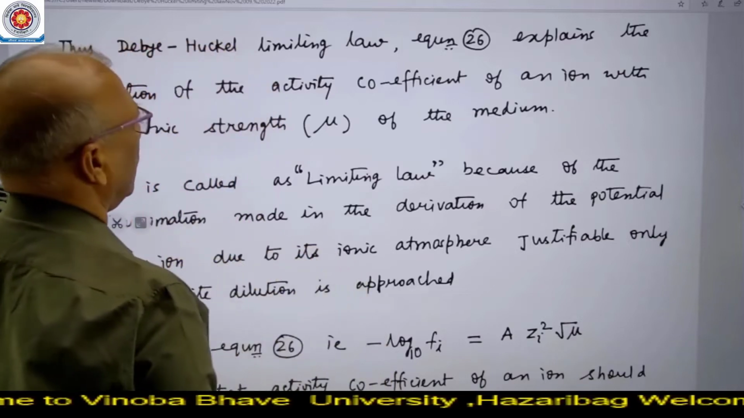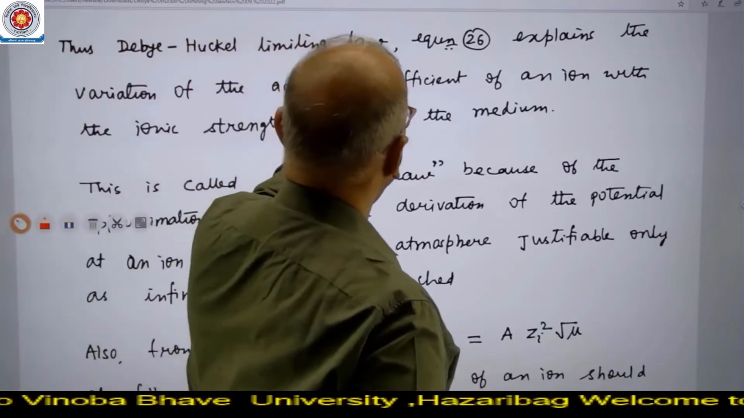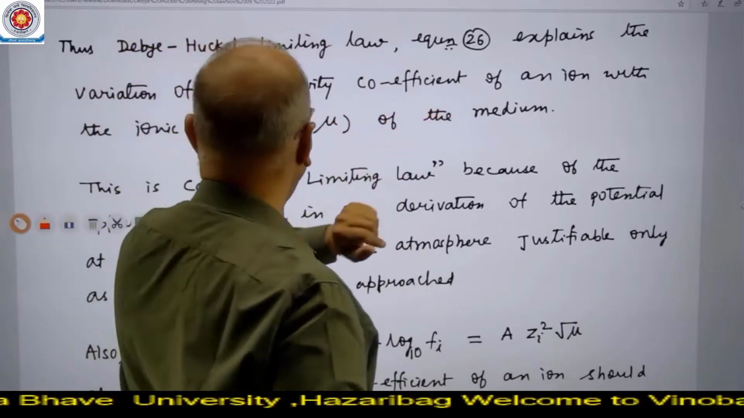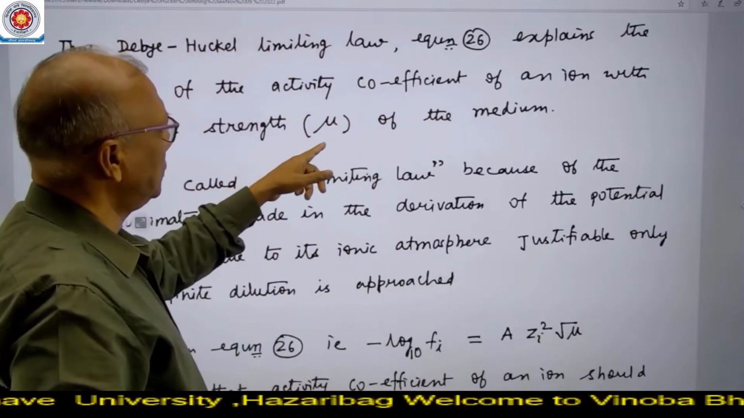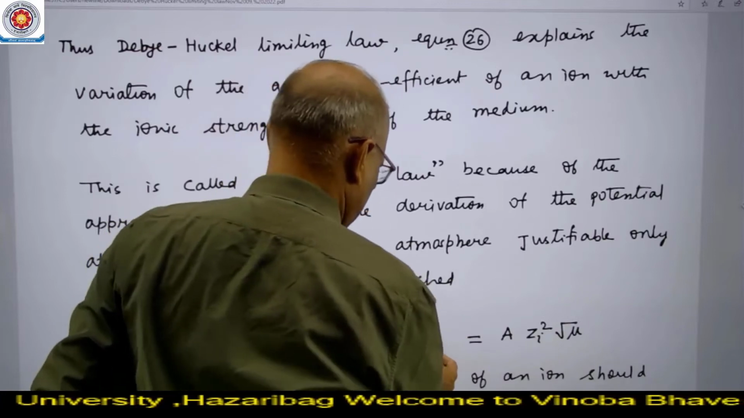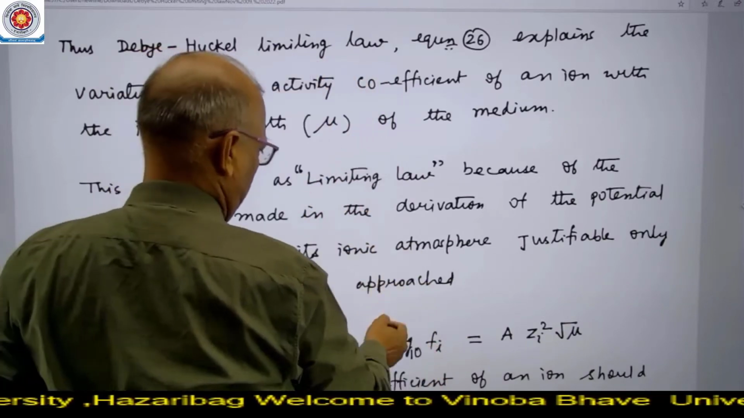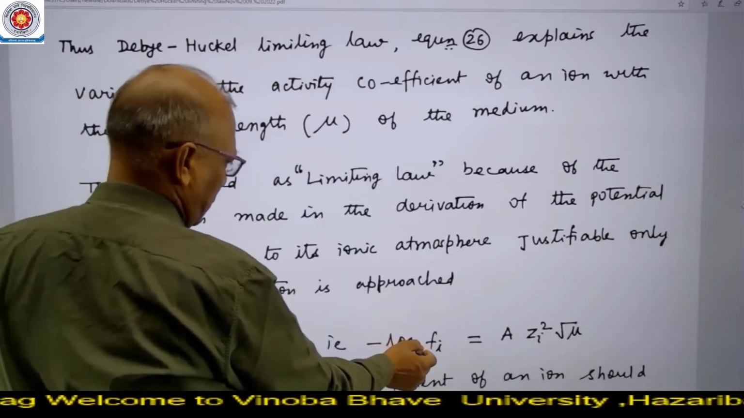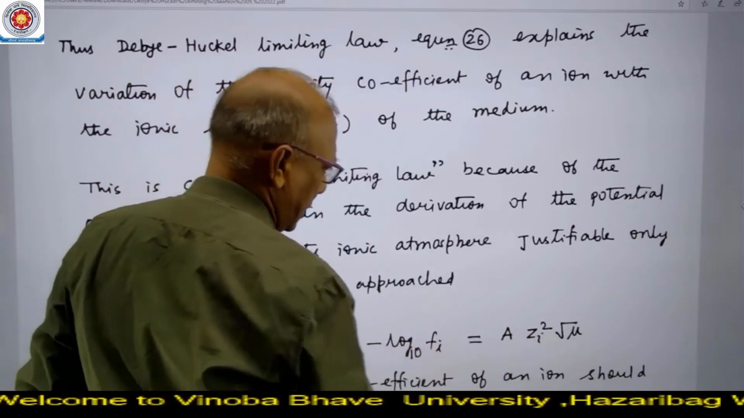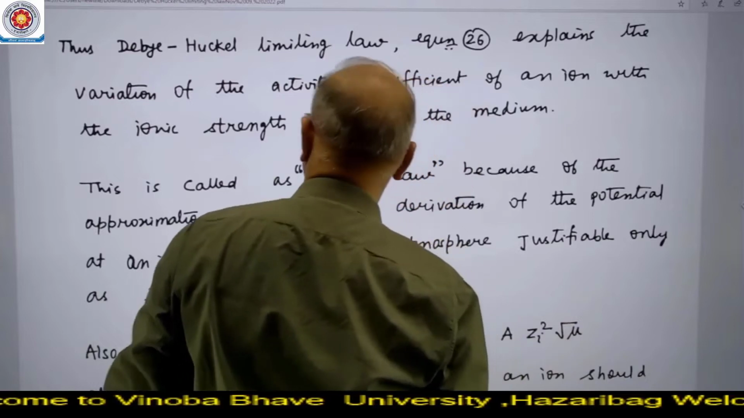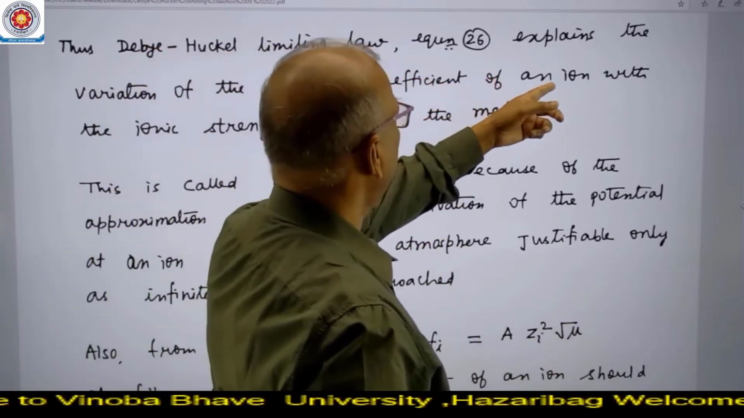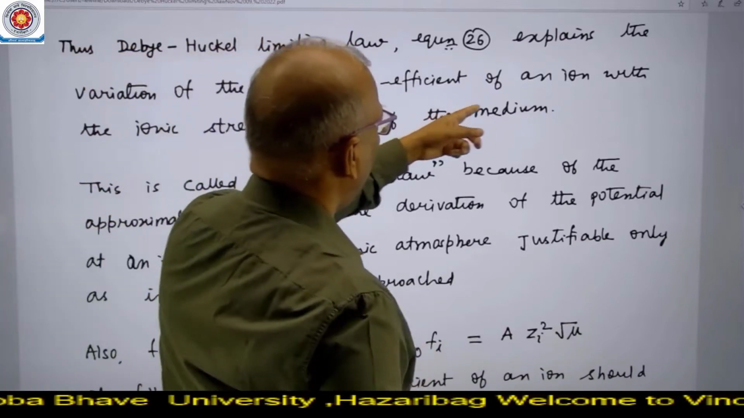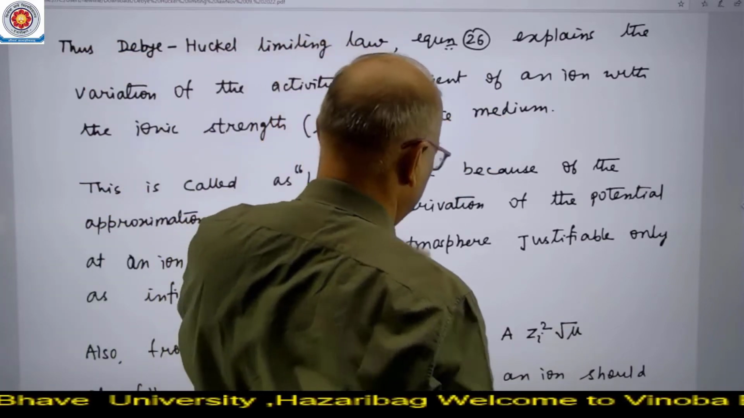And what I have written, the equation 26 explains the variation of the activity coefficient of an ion with the ionic strength mu of the medium. So this equation 26 relates this activity coefficient, and here it is the ionic strength. So the 26 explains the variation of activity coefficient of an ion with the ionic strength.